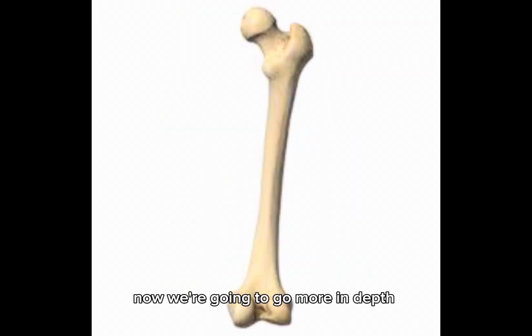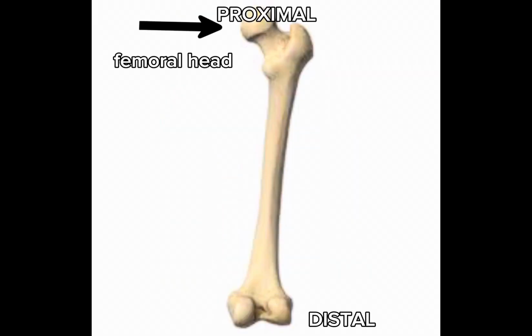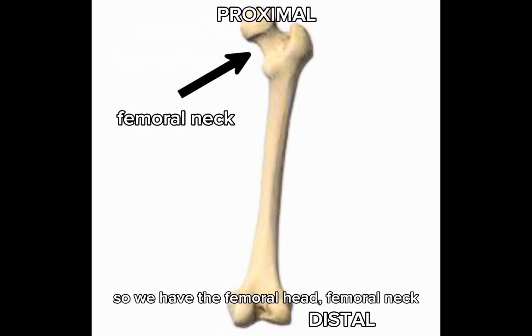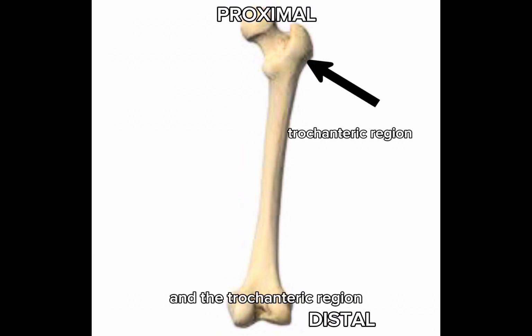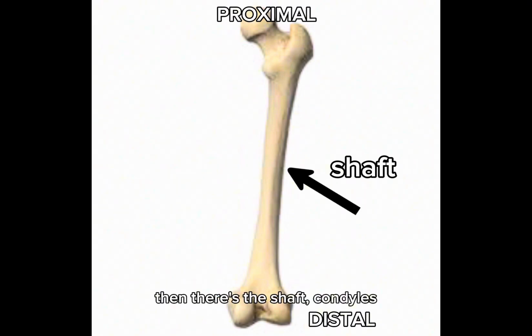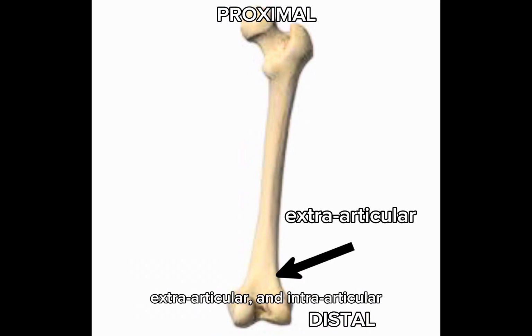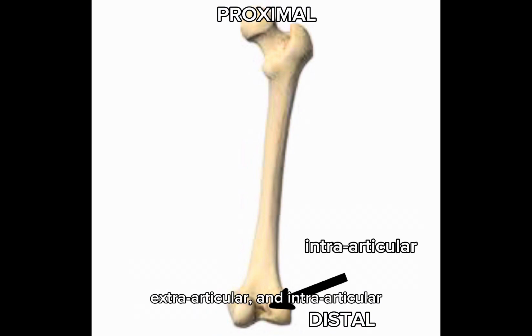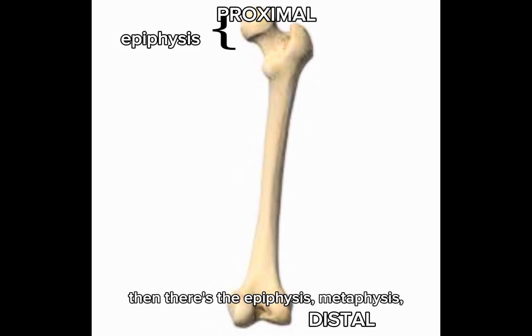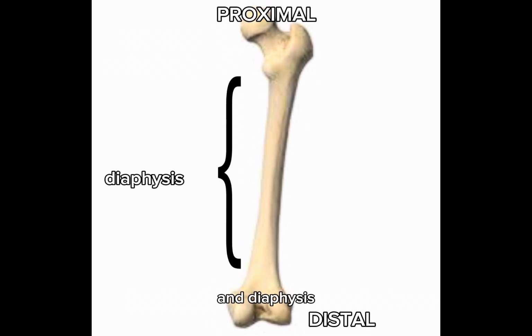Now we're going to go more in depth into the parts of the femur. So we have the femoral head, the femoral neck, and the trochanteric region. Then there's the shaft, condyles, extra-articular and intra-articular. Then there's the epiphysis, metaphysis, and diaphysis.